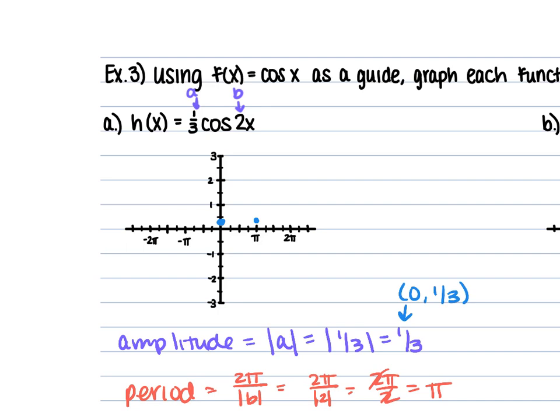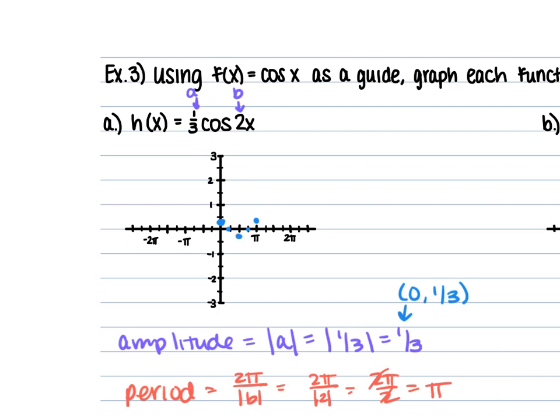So halfway between this point is that pi over 2. So we're going to go down to that negative 1/3 underneath there and plot that point. From there, halfway between those two is going to be on the x-axis, and then halfway between the middle point and your period point will be on the x-axis.